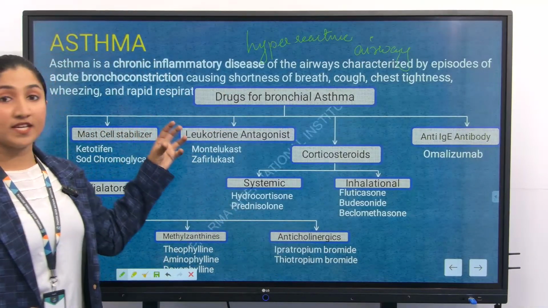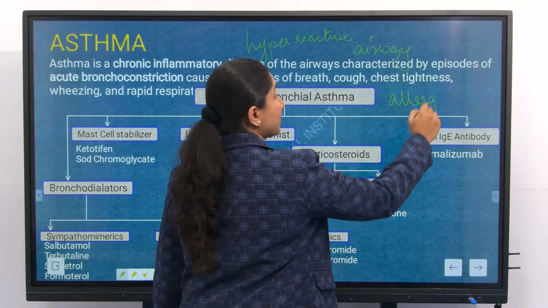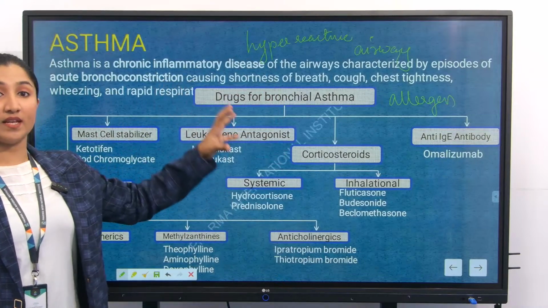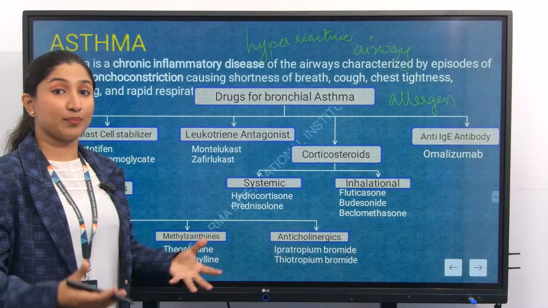Okay. Asthma is always triggered by an allergen. Okay. That is how it is. An allergen is going to attack the airway system and that is going to cause its hyper responsiveness.